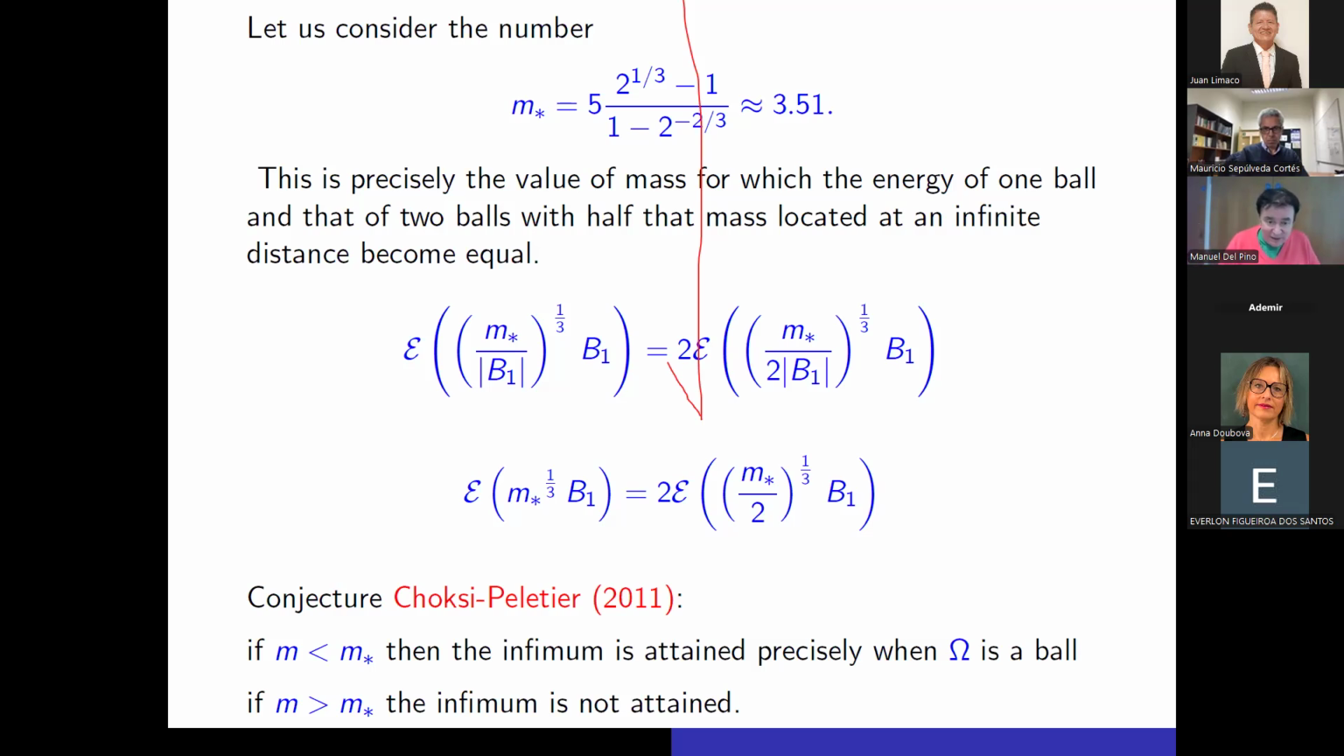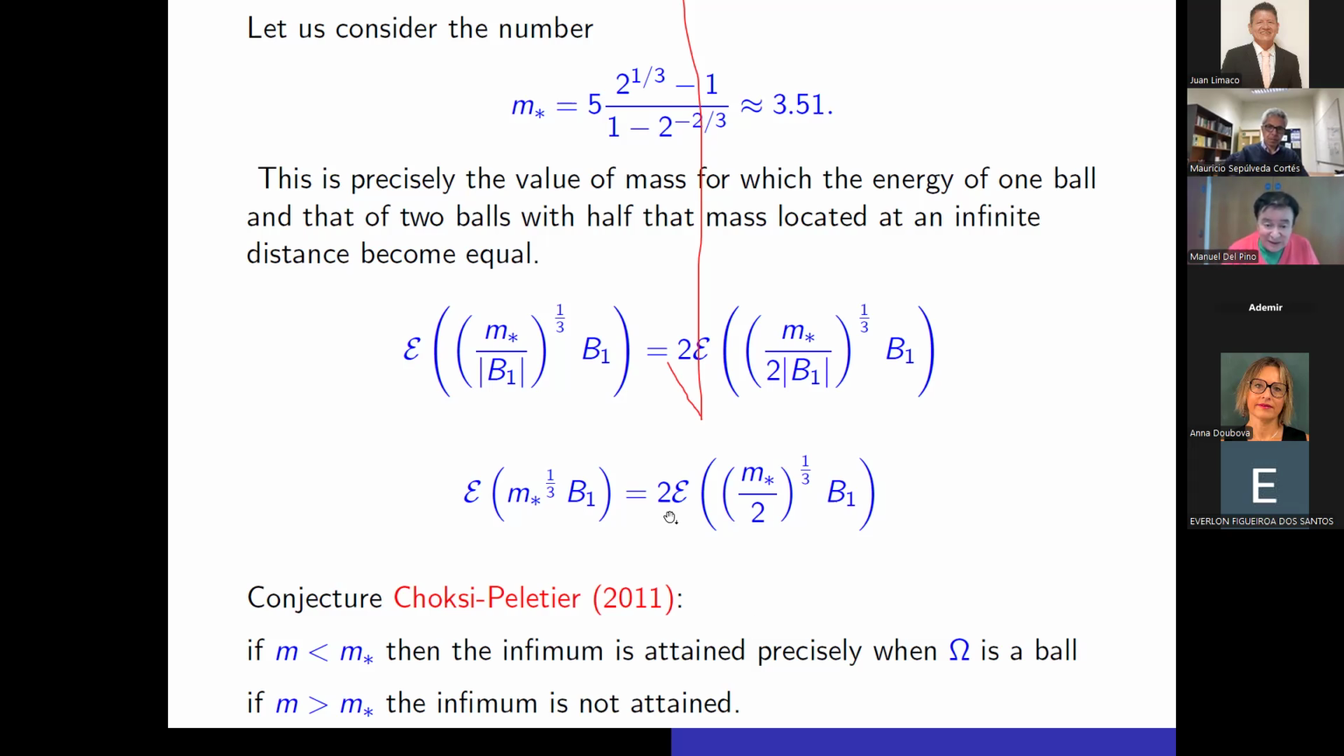If you consider that situation, then it turns out that the two energies coincide. So two times the energy of balls with half the volume is actually equal to the energy of the single ball with volume m star. This is the ball included here. So this is a special connection, and this special connection actually tells us something else.